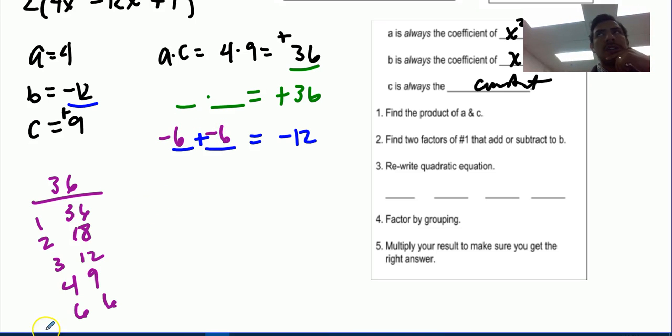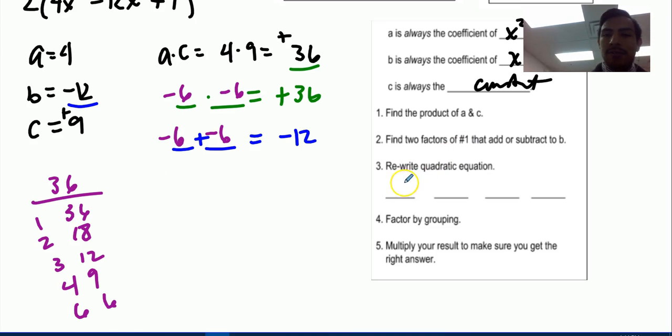And if you're not sure, you're just guessing. 1 and 36 couldn't get you 12 when you add them up. Same with 2 and 18. That doesn't get you 12 when you add them up. Nor does 3 and 12, or 4 and 9. Only 6 and 6 gets you 12. A negative 6 times a negative 6 also gets you a positive 36, so that's perfect.